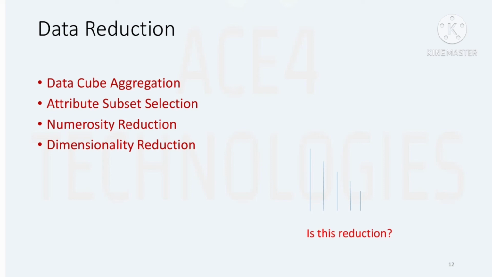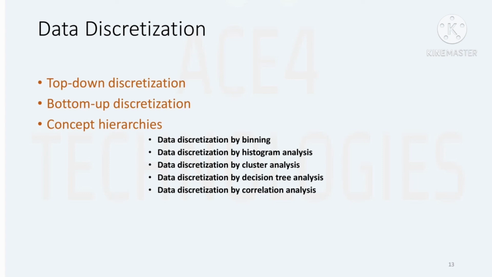Then comes dimensionality reduction. This reduces the size of data by encoding mechanisms. It can be lossy or lossless. If after reconstruction from compressed data, the original data can be retrieved, such reduction is called lossless reduction, else it is called lossy reduction. The two effective methods of dimensionality reduction are wavelet transforms and principal component analysis, which is shortly called PCA.